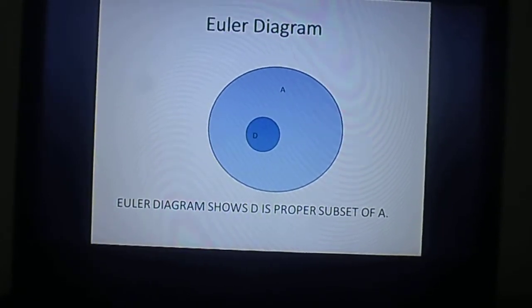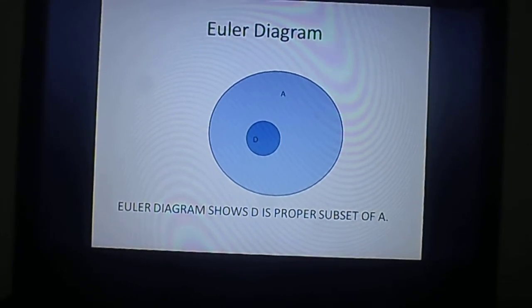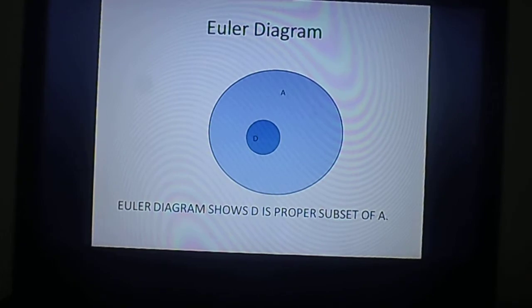That relationship is shown using Euler diagram. The diagram shows D is a proper subset of A.